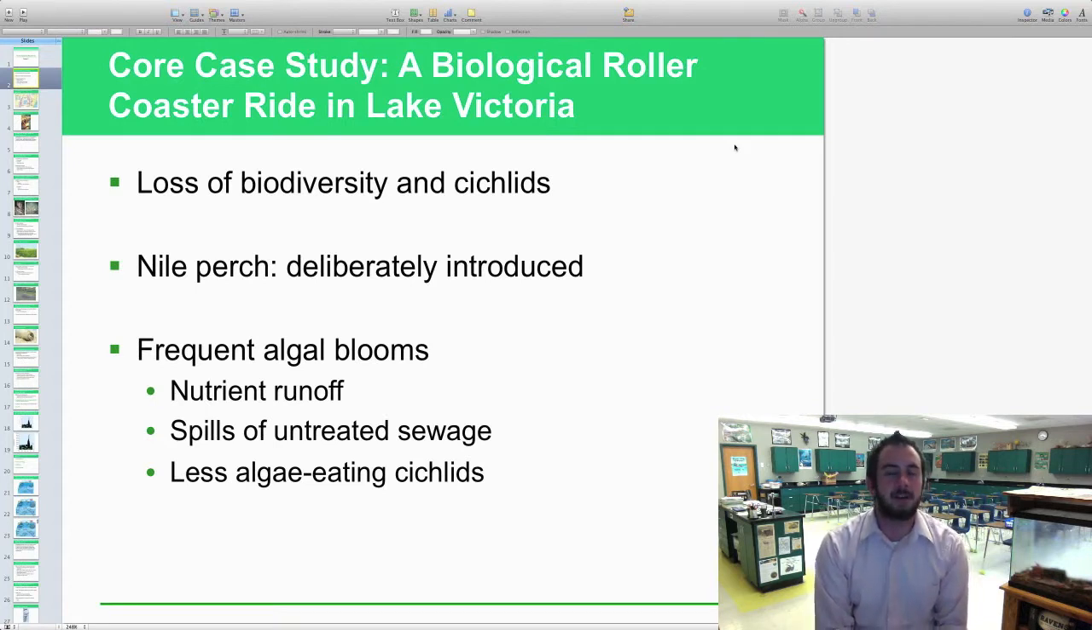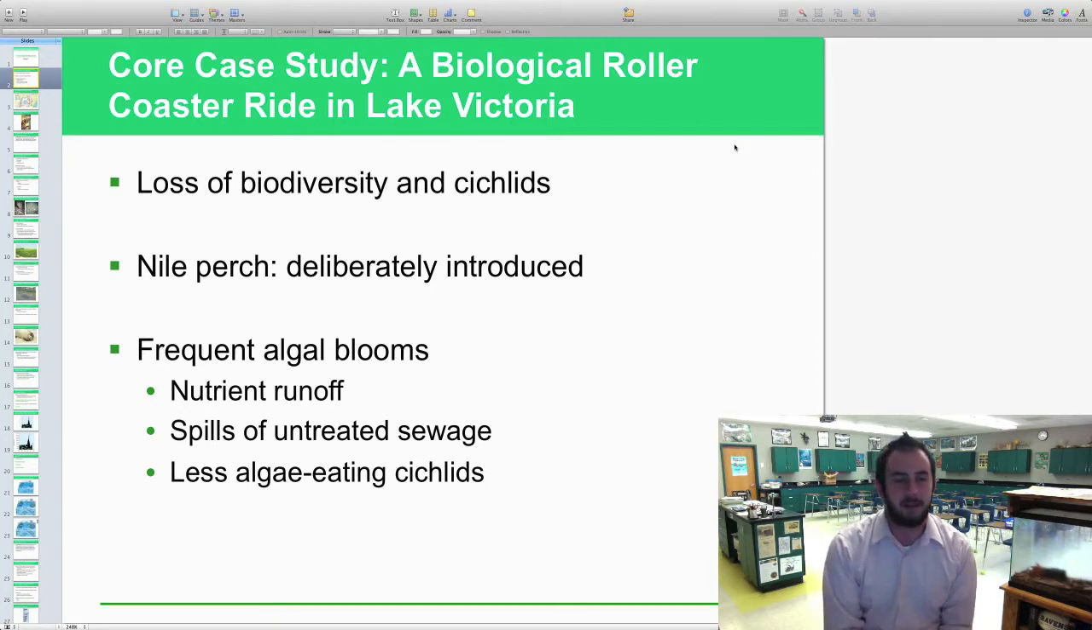But the reason is not because of many of the things we talked about in Chapter 8, like runoff and pollution and diverging habitat, or kind of moving waters to different places, but because of invasive species, actually introduced invasive species. So this perch, the Nile perch, was deliberately introduced, thinking that it would better the fishing industry in the region. And it didn't quite work out that way.